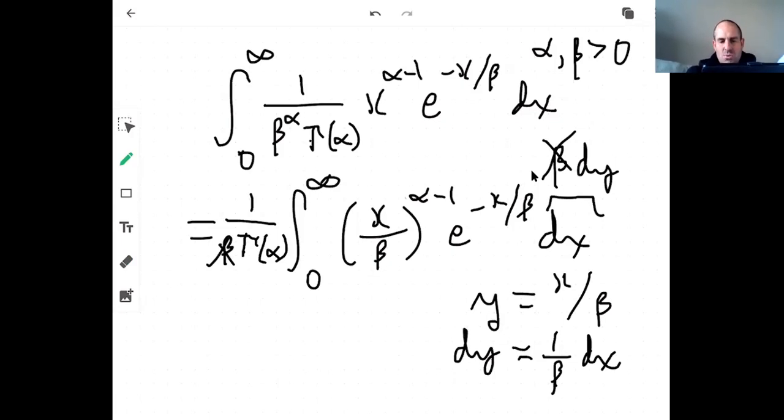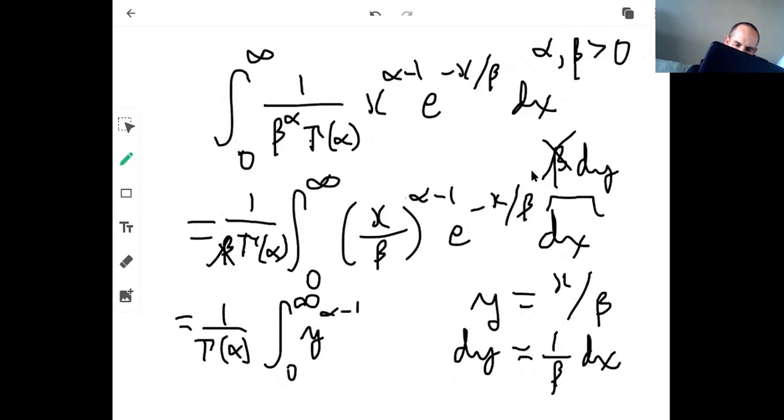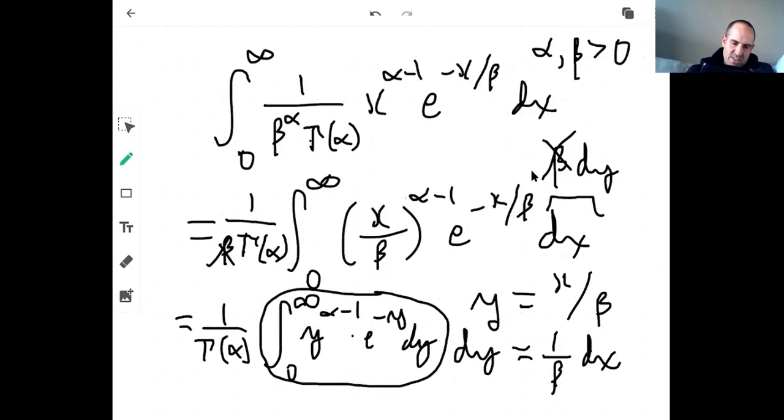If x is 0, so is y. If x goes to infinity, so does y. So this ends up being equal to 1 over gamma of alpha, the integral from 0 to infinity of y to the alpha minus 1 times e to the minus y dy. And lo and behold, this integral right here, what is that? Well, that's gamma of alpha. And this cancels, and we get 1. So that's remarkable. This thing is a density. It integrates to 1. It's always equal to or greater than 0.